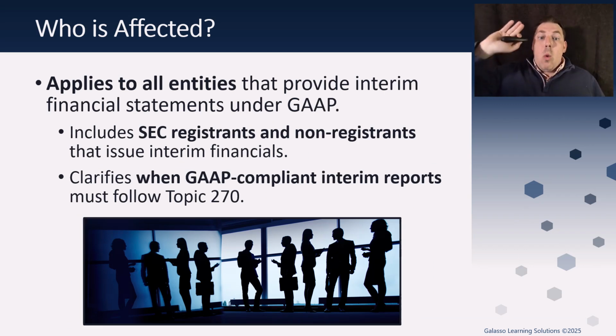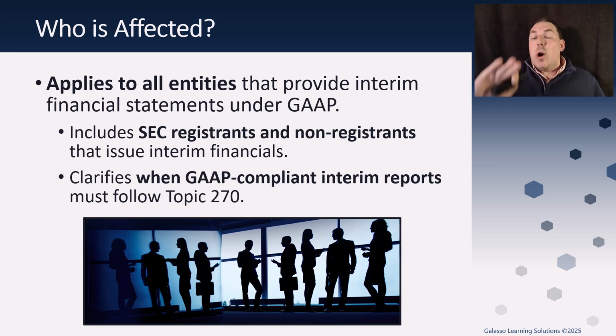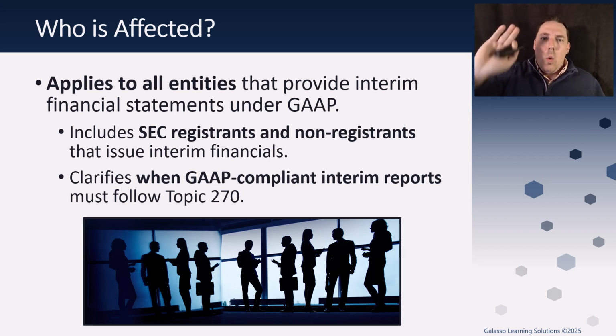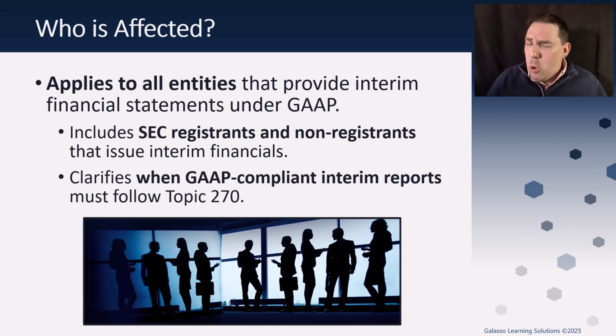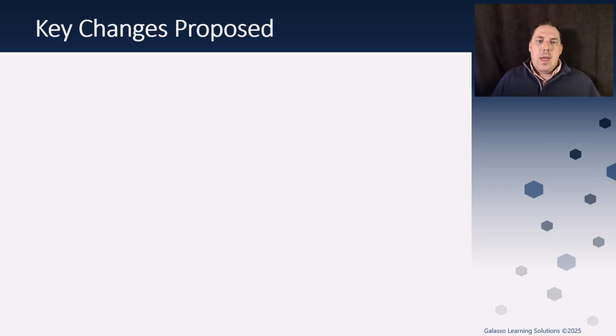General rule, whether you're an SEC registrant or a non-registrant, if you report interim financials under GAAP, this proposal in ASU 270 will apply to you. There are a few minor exceptions. If you have a single statement report, not-for-profits, there are certain areas that might be out of scope. But again, if you're involved in the interim financial reporting process, this is a proposal that you want to keep an eye on. Let's dive deep here into some of the key changes proposed.